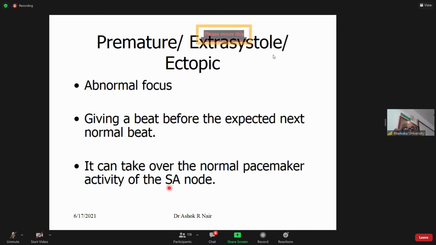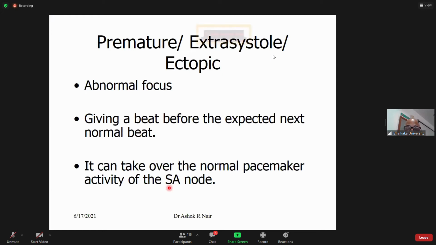Now another condition where you might see abnormality in ECG: a premature beat or an abnormal focus. I told you the electrical activity generated is conducted through all the branches, the AV junction, bundle branches, Purkinje fibers. So normally the specialized conducting tissues are the only ones generating it.